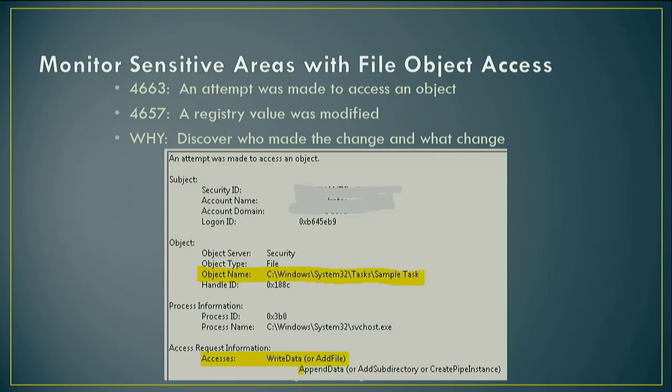So we've talked about what's happened. Now let's look at this from an ops perspective. Monitoring those sensitive areas, the recipe to Coca-Cola. You want to know what's happening here. Here's a sample one, 4663, and I'm actually monitoring the sample task folder. I want to know what's happening in here. And I can see that data was written, and it was actually appended. I had a file in there already. I wanted to change some stuff. I went in there, and I did that.